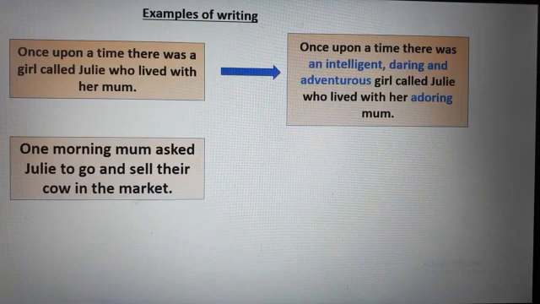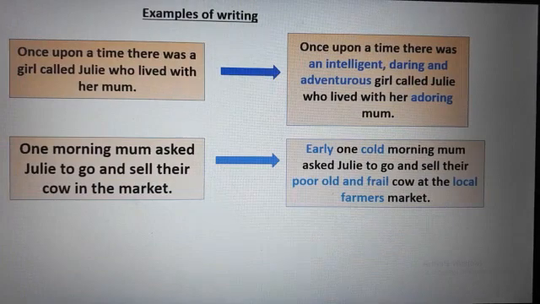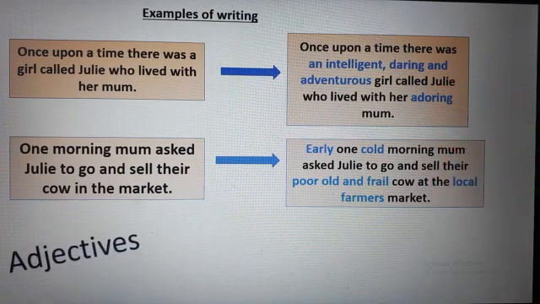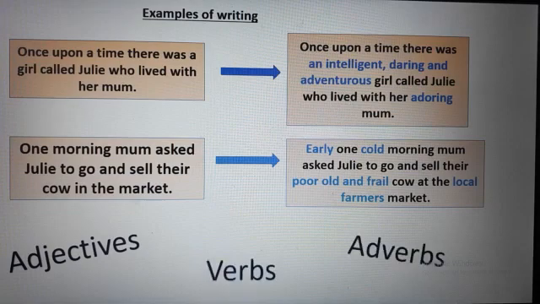You can continue by saying, one morning mum asked Julie to go and sell their cow in the market. But again, we can improve on this sentence by adding some more adjectives. So early one cold morning, Mum asked Julie to go and sell their poor, old and frail cow at the local farmer's market. These two sound much better. Now don't forget, when you're writing, use your adjectives, your verbs and your adverbs.